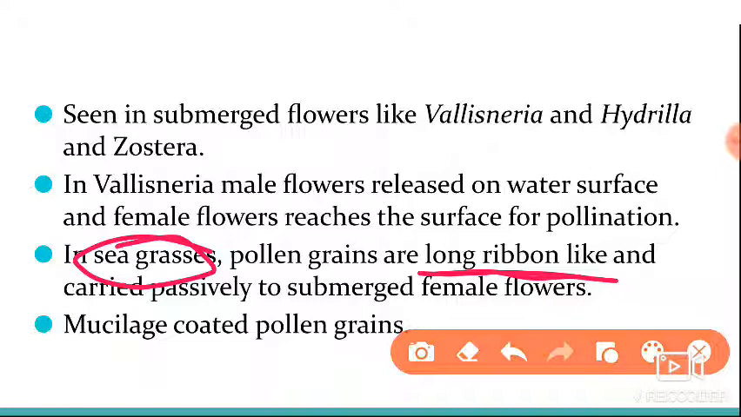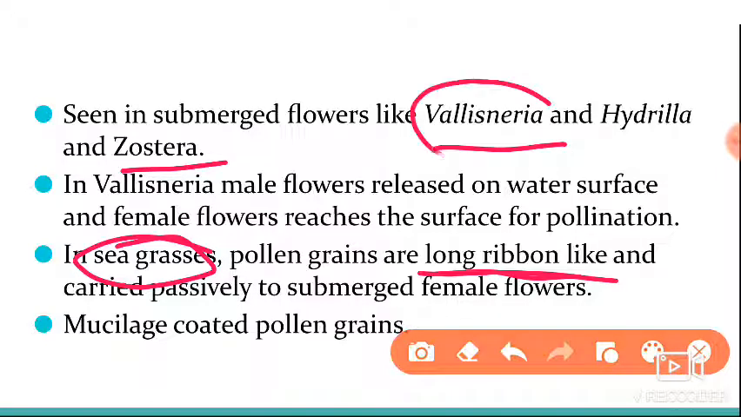Okay, in case of seagrass, ribbon-like pollen grains you can often see here. Usually this water pollination occurs in case of monocotyledons. In the majority of the monocotyledons, pollination occurs by water. Okay, this is the thing. Only that much is given about Vallisneria and Zostera.